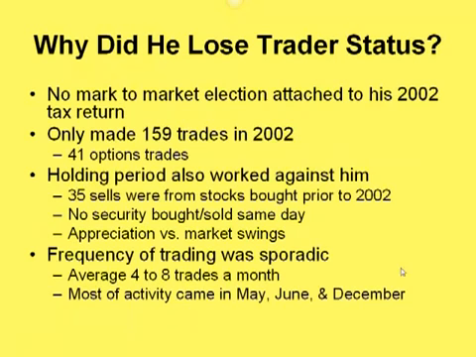Well, there's a number of reasons. First of all, he made no mark-to-market election with his 2002 tax return. He didn't trade very much. He only had 159 trades for 2002. His holding periods also worked against him, as most of the trades were longer term in nature. Also the frequency. He had a lot of gaps in his trading. He only averaged 4 to 8 trades a month, and most of the activity came in May and June of the year, and then again in December for tax loss selling.